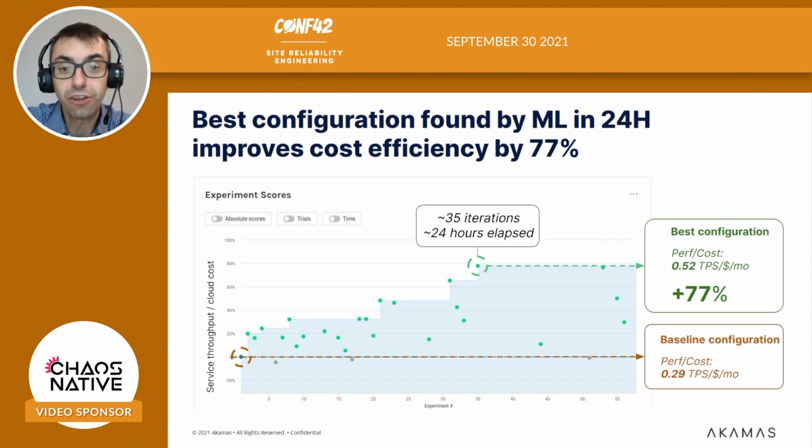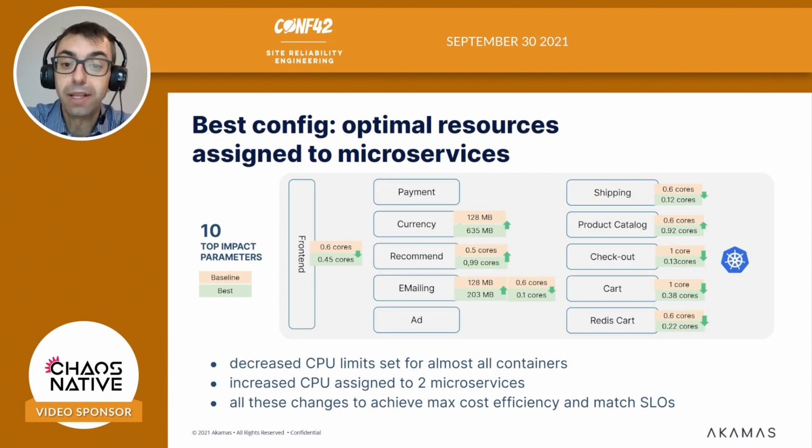The baseline configuration, which corresponds to the initial sizing of the microservices, has a cost efficiency of 0.29 transactions per second per dollar per month. The best configuration that machine learning found by tuning microservice resources achieved 0.52 transactions per second per dollar per month. This chart also helps us understand how our machine learning-based optimization works, by learning from each tested configuration to quickly converge toward the optimal configuration. At this point, I guess you may want to know what this best configuration looks like.